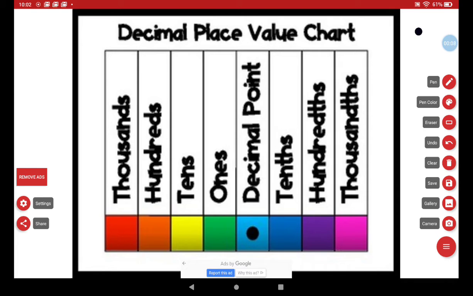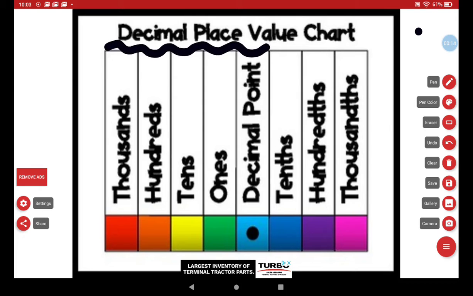Today we're still continuing our unit of decimals and we're going to be looking more at this decimal place value chart. Okay? Now, when I look at my decimal place value chart, the most important spot is right here, the decimal point, because the decimal point tells me where everything else goes.